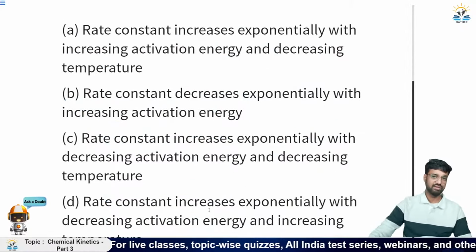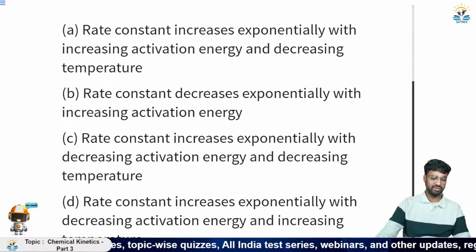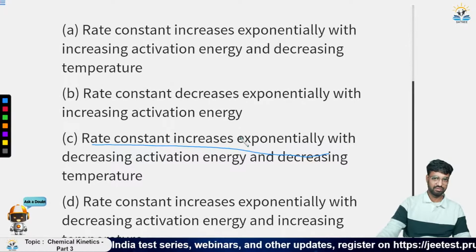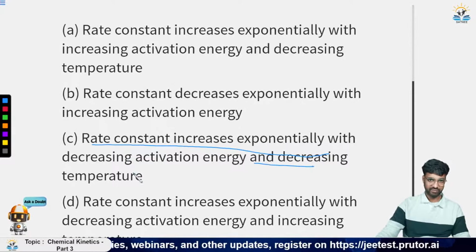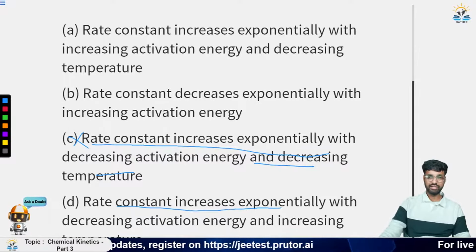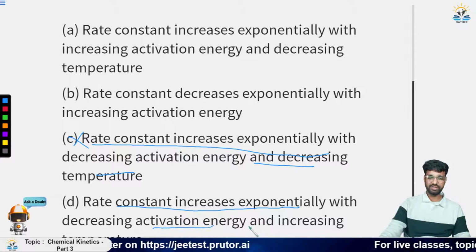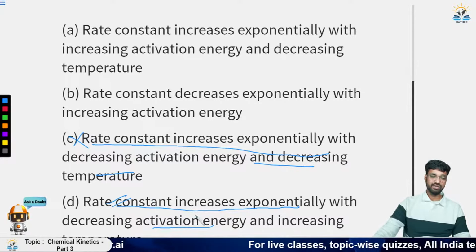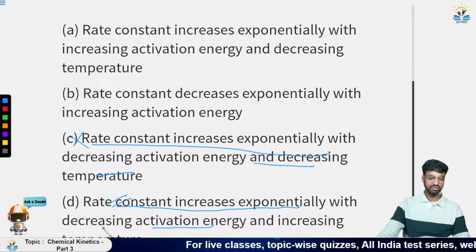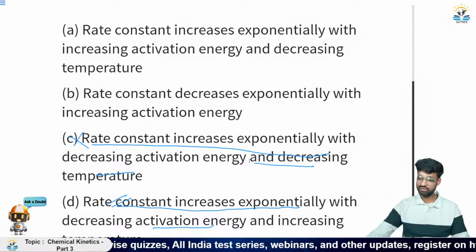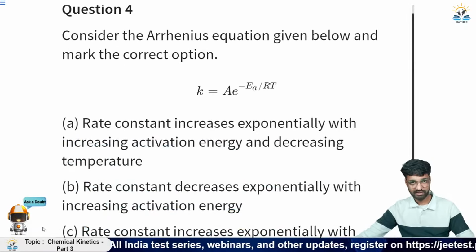Now next one. Rate constant increases exponentially with decreasing activation energy and decreasing temperature. So it is also wrong. Rate constant is increasing exponentially with decreasing activation energy and increasing temperature. Okay, so this is right. So why exponentially? Because we know the relation between them, that is exponential.